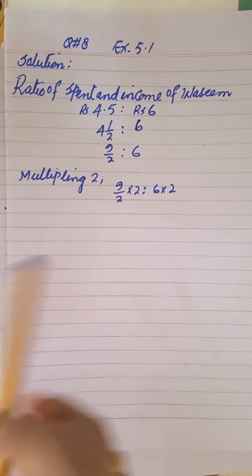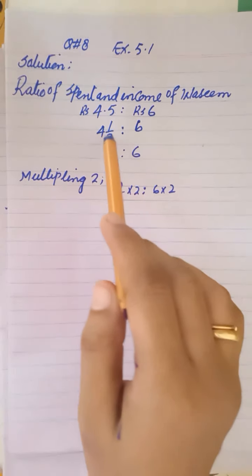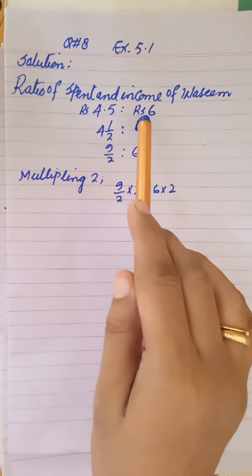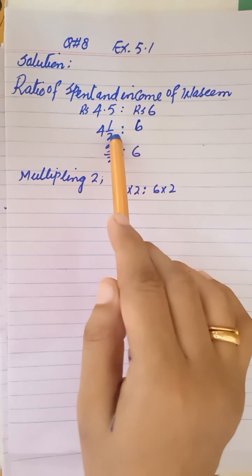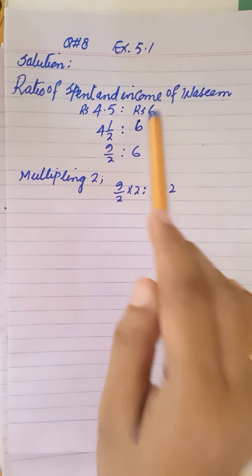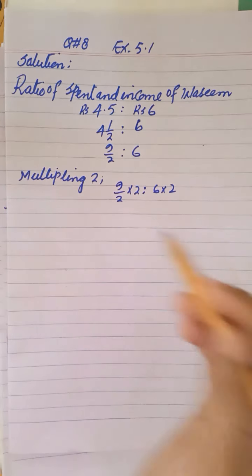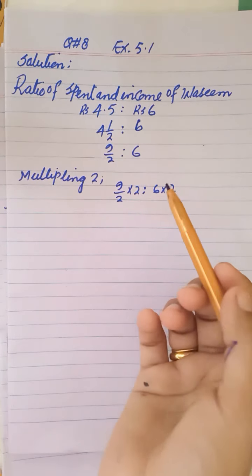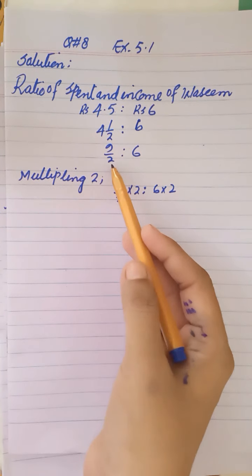So first of all, see the ratio of spend and income of Wasim. What is spend? 4.5. What is income? Rupees 6. So 0.5 is half, 4 upon 2 and 6. 4 2s are 8 and 1 is 9, so 9 upon 2, ratio 6. Now we have to convert it into a whole number. We will multiply by 2, that is the LCM of the denominator.